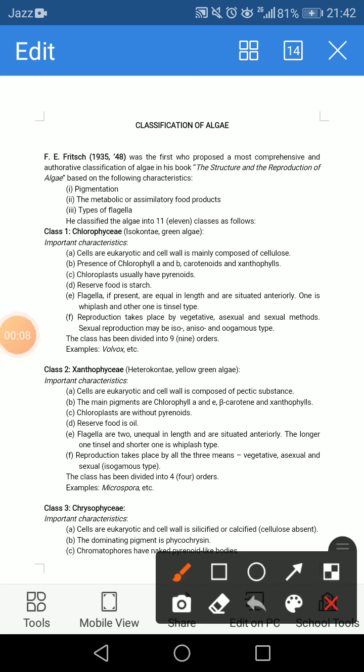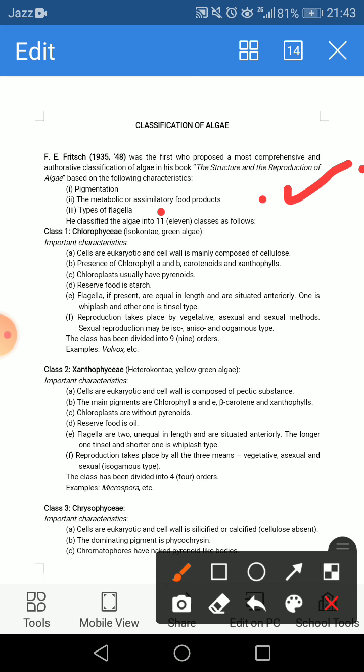In 1935, F.E. Fritsch was the first to propose the most comprehensive and authoritative classification of algae in his book. What is the name of the book? The Structure and Reproduction of Algae. Based on the following characteristics selected by him: pigmentation, the metabolic or assimilatory food products, and types of flagella.